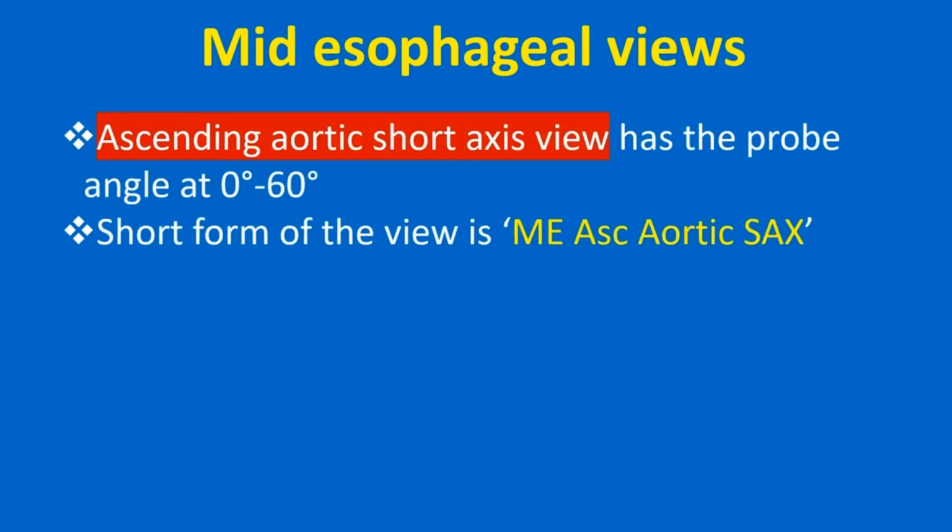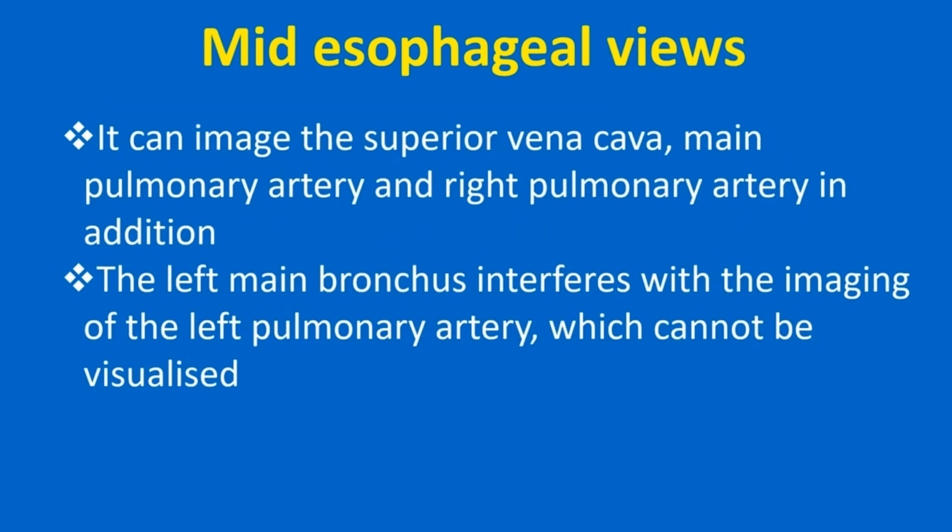Ascending aortic short axis view has the probe angle at 0 to 60 degrees. Short form of the view is ME ascending aortic SAX. It can image the superior vena cava, main pulmonary artery and right pulmonary artery in addition. The left main bronchus interferes with the imaging of the left pulmonary artery, which cannot be visualized.